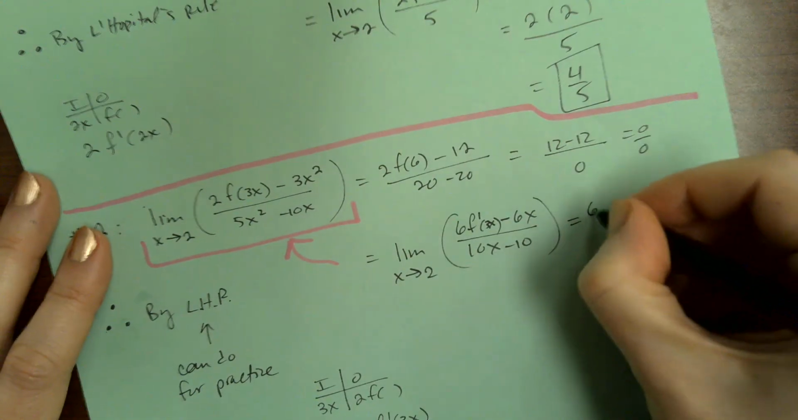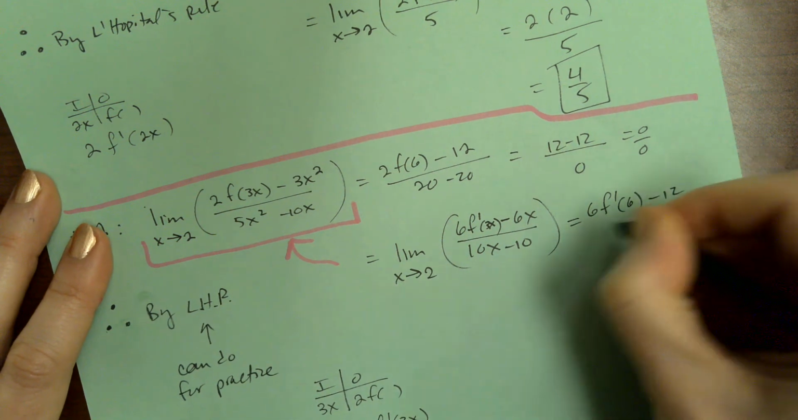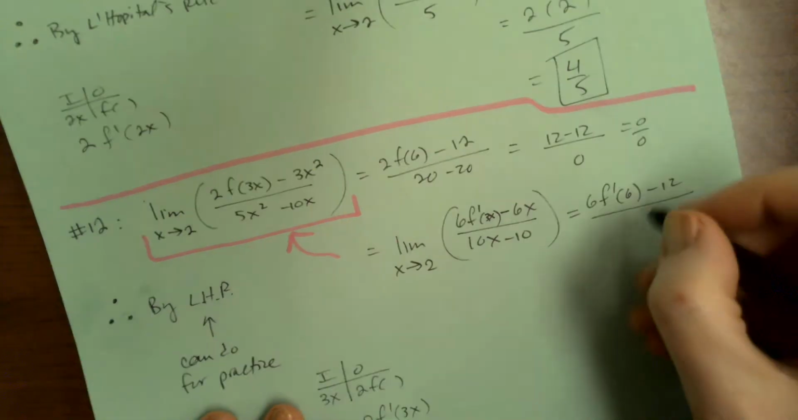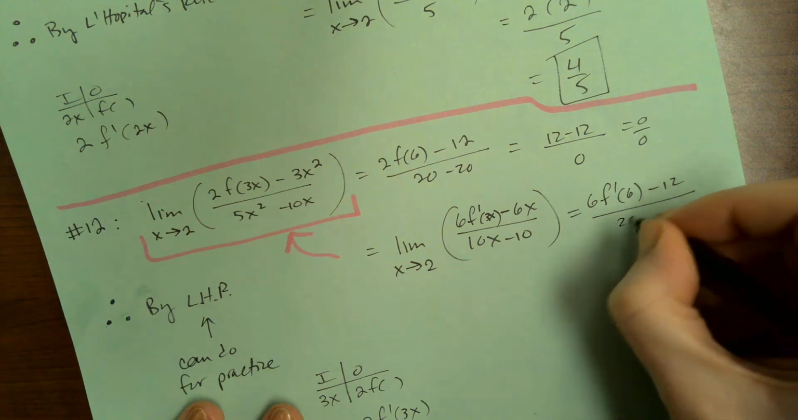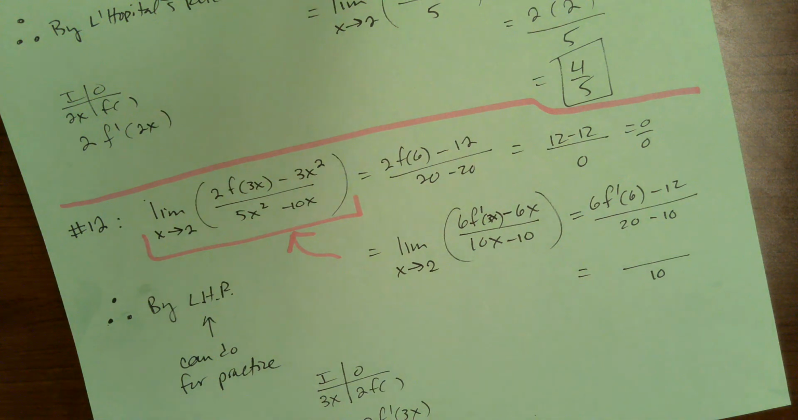Then you direct substitute again, so 2 is going in. So this is 6 f prime of 6 minus 12. Oh, wait a minute. Did I do something wrong? 10x minus 10. No, I don't think I did. Oh, never mind. This is working. And then this ends up being 20 minus 10, so that's just going to be 10. So 6 times f prime of 6.